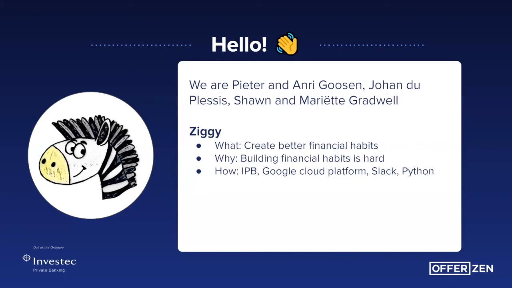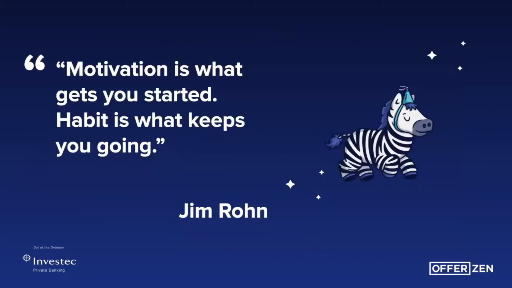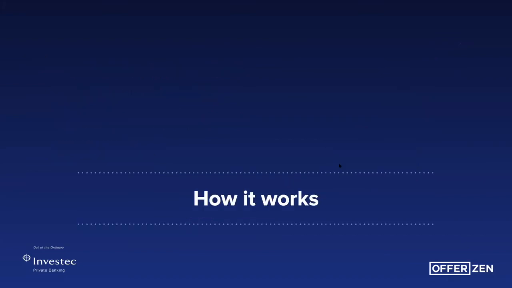Okay, so Ziggy is a way for us to build financial habits using gamification and instant notifications. We did this using the Investec Programmable Banking platform. We used both the Open API and the programmable card. We also used the Google Cloud Platform, Slack, and Python. Jim Rohn once said that motivation is what gets you started and habit is what keeps you going. And I think this is very applicable to our little project that we built.